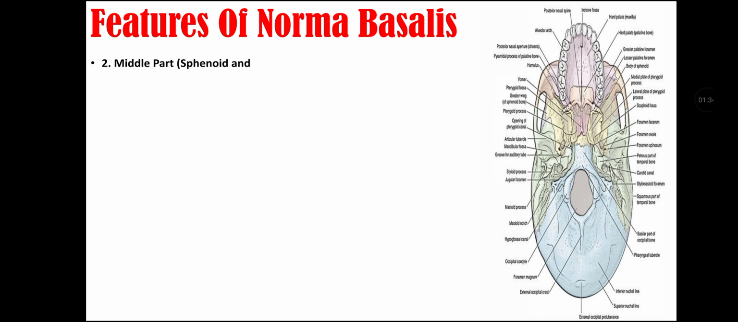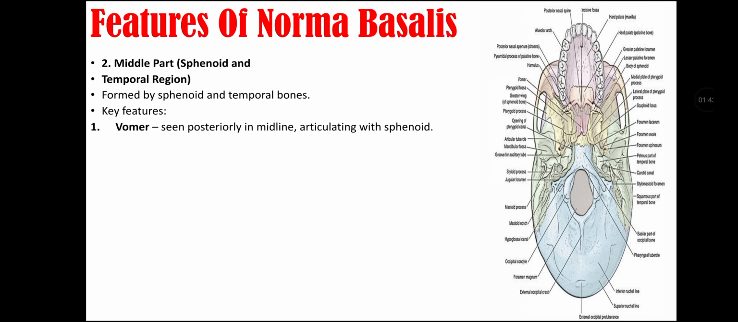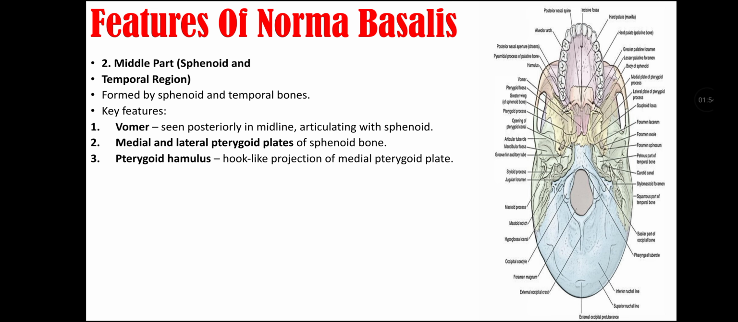Then we will talk about middle part, that is sphenoid and temporal region. It is formed by sphenoid and temporal bones. Key features include vomer that is seen posteriorly in the midline articulating with sphenoid bone. Second key feature is medial and lateral pterygoid plates of sphenoid bone. Third feature is pterygoid hamulus, that is hook-like projection of medial pterygoid plate.